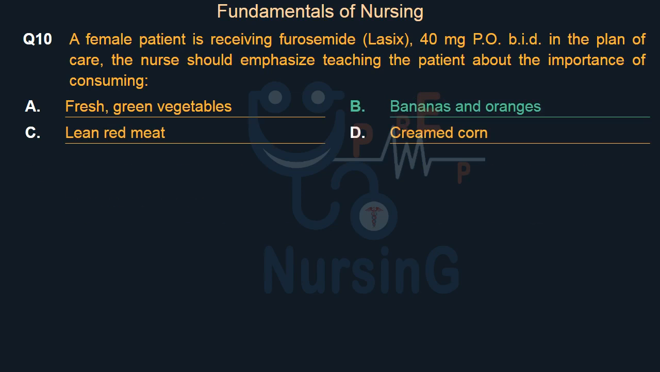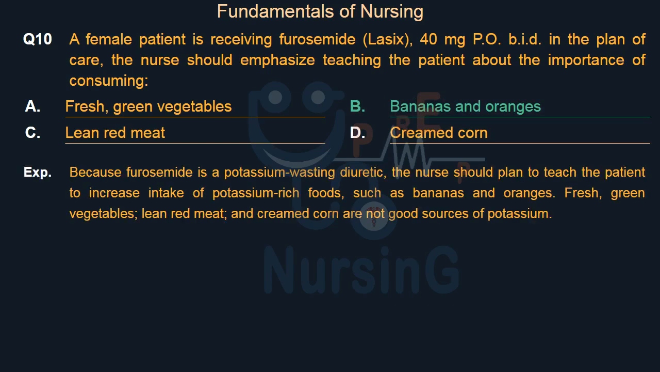Bananas and oranges. Because furosemide is a potassium-wasting diuretic, the nurse should plan to teach the patient to increase intake of potassium-rich foods, such as bananas and oranges. Fresh, green vegetables, lean red meat, and creamed corn are not good sources of potassium.